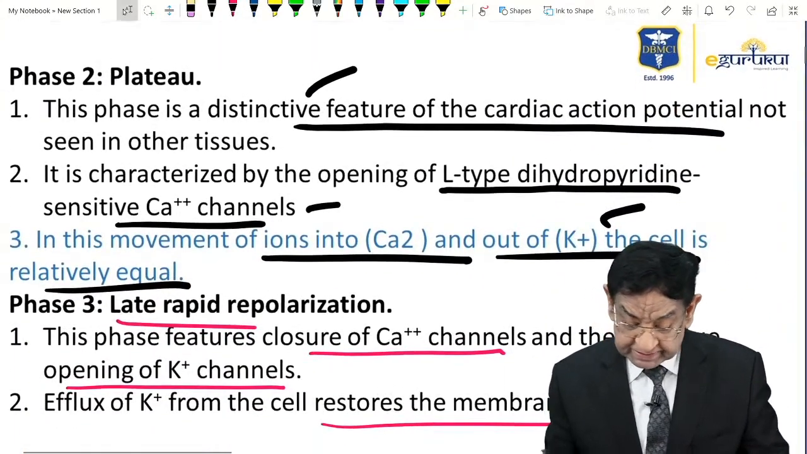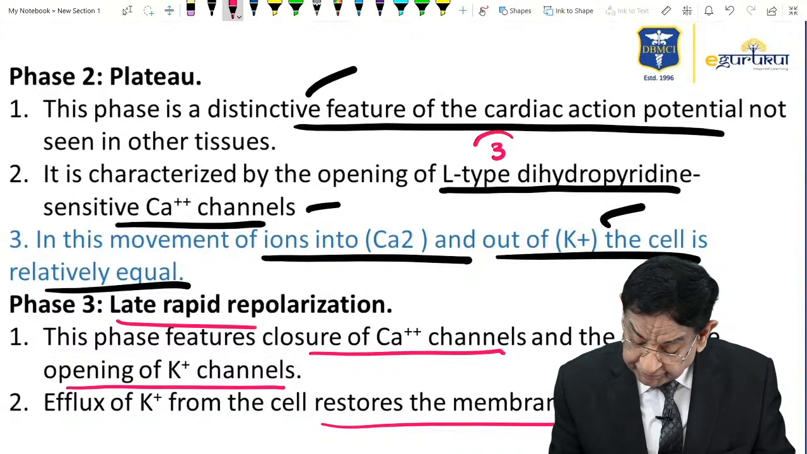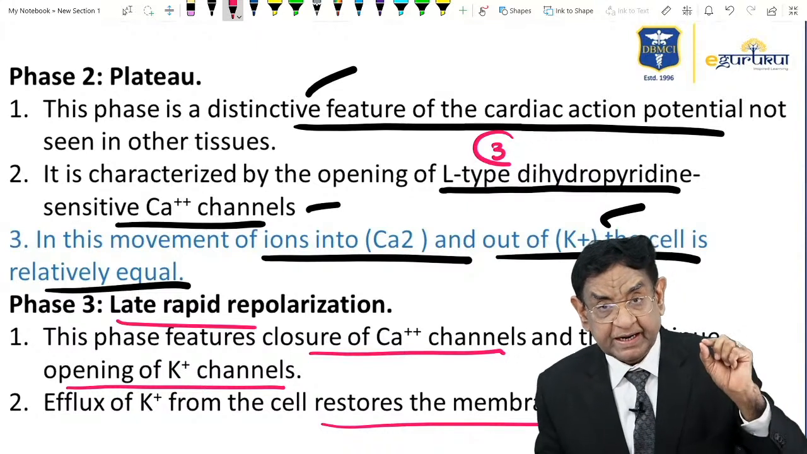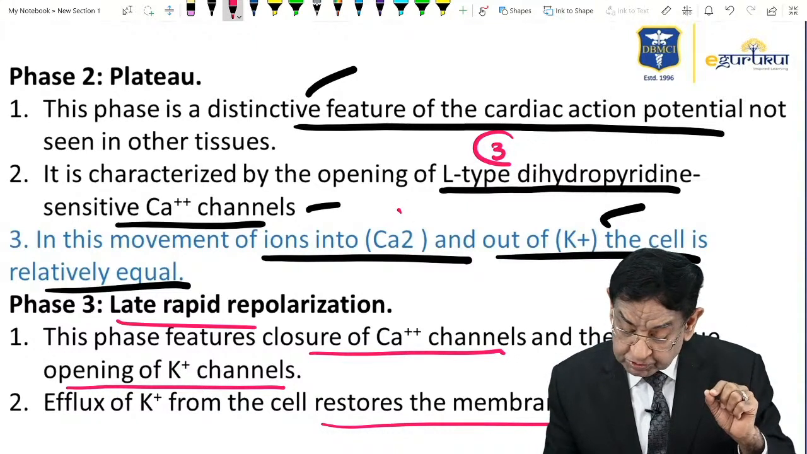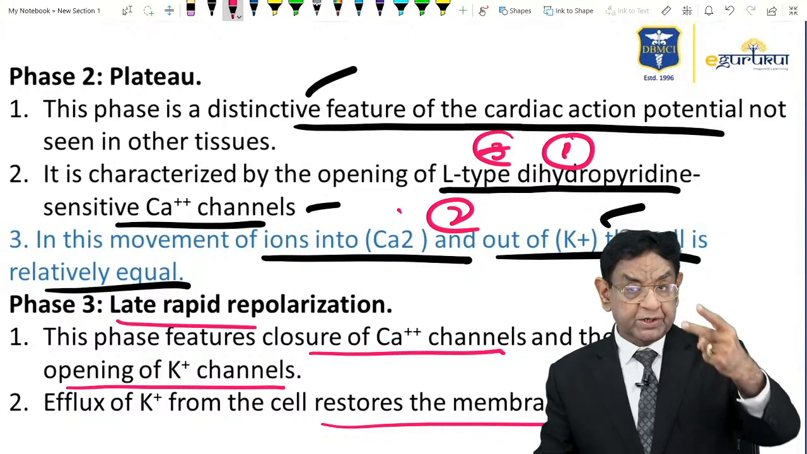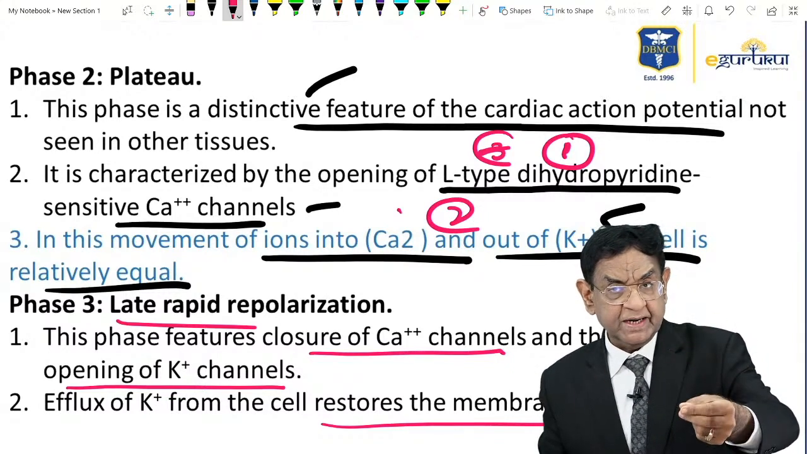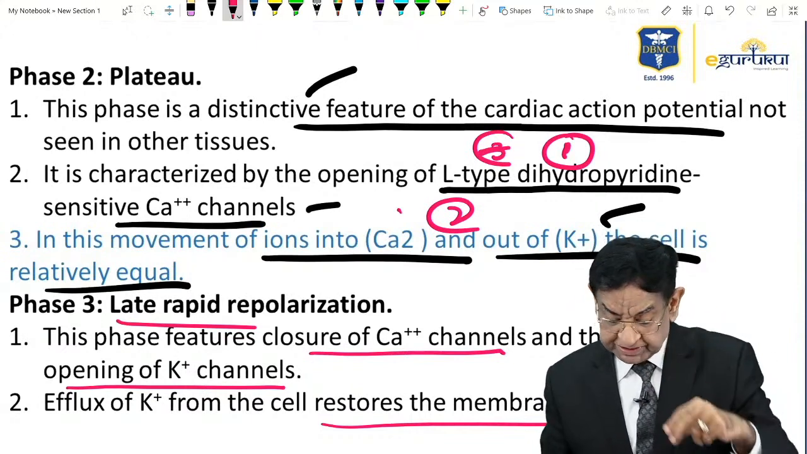Plateau phase, this is due to opening of the L type of calcium channel, and here calcium entry occurs, potassium also goes out. So this is the first keyword and the second keyword. There are only 2 keywords to be remembered. Okay, calcium coming in, same amount potassium going out, and that's why the plateau phase is there.